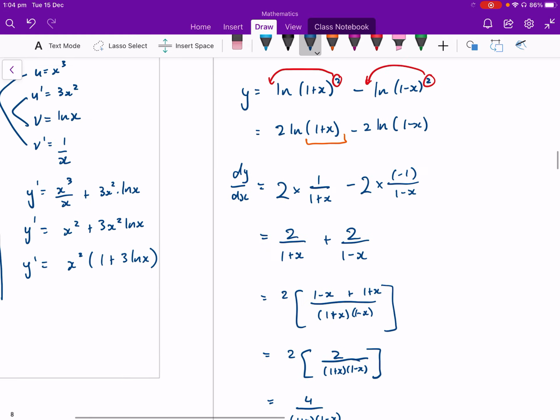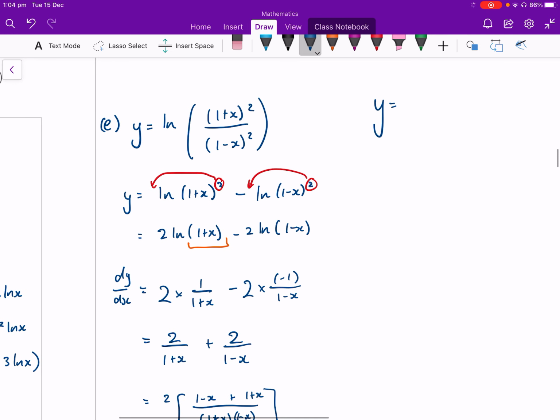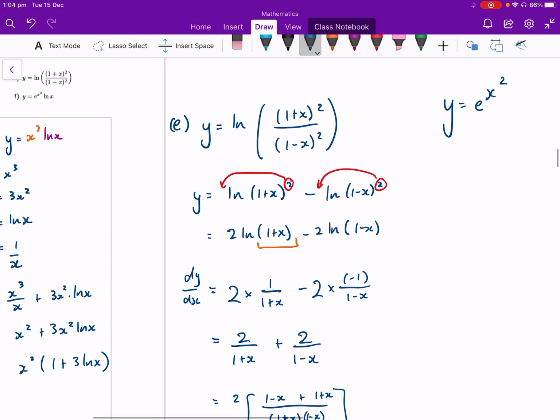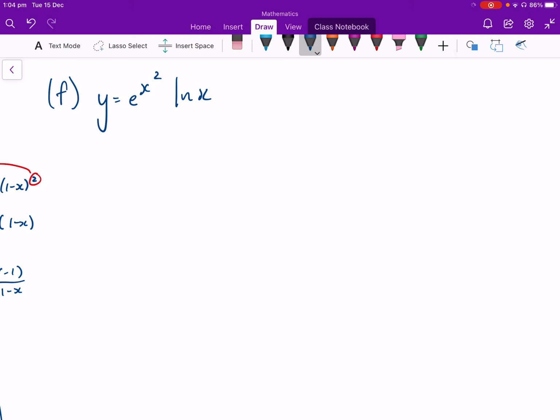Brilliant. Okay, so we've only got one more to do now, so that is question F, which is y is equal to e to the x² ln x. So here, I'm going to use my product rule again. I'm going to have u as e to the x². Deriving that would give 2x e to the x². Now, v being ln x. Deriving that gives me 1 on x.